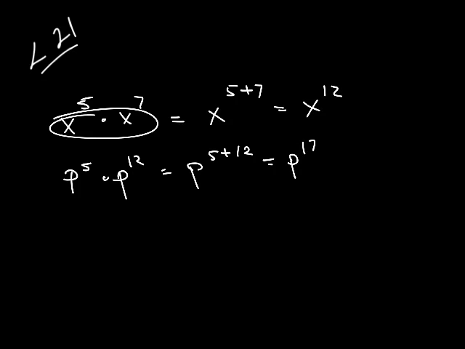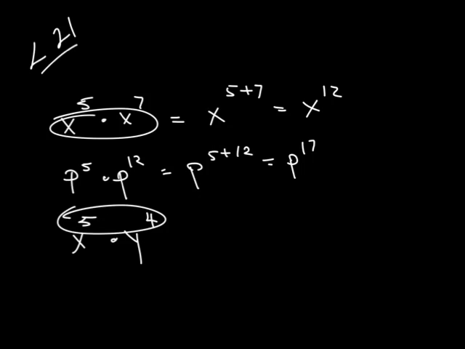If I had x to the 5th times y to the 4th, I cannot combine those because my letters are not the same letters. In order to combine exponents in multiplication, the letters have to be the same as well.